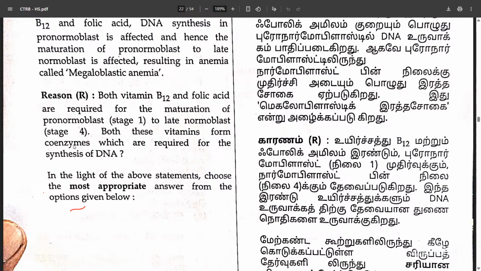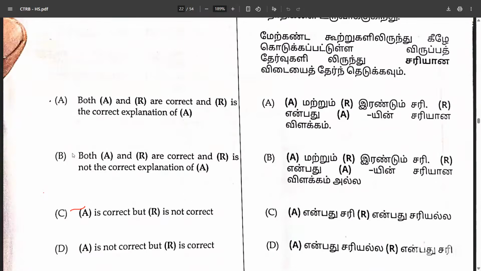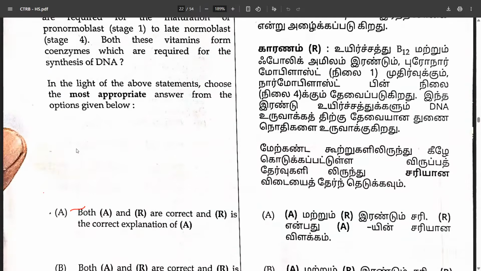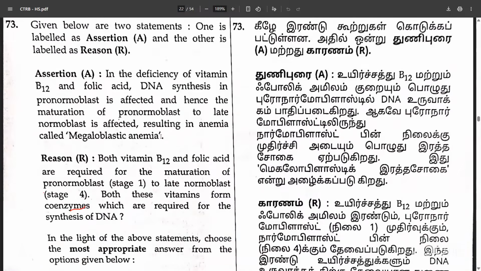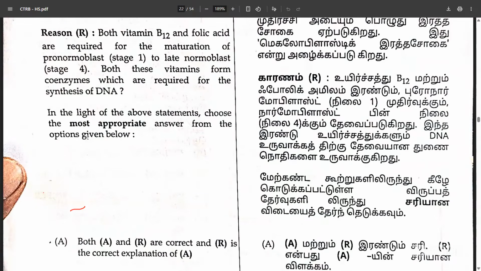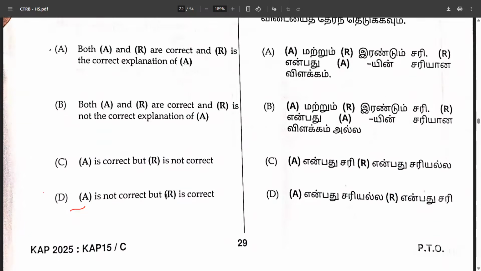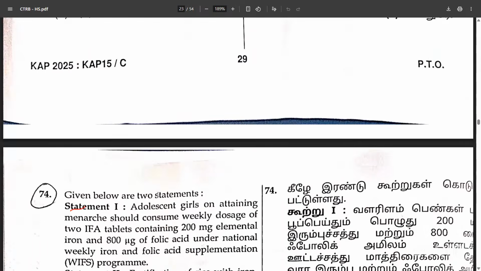So here actually statement 1 is incorrect. Wait a minute. Here both the statements are correct. Actually, the definition of megaloblastic anemia is correctly defined in the assertion. And the reason is very correctly explaining the assertion here. So both A and R are correct, and R is the correct explanation for A.